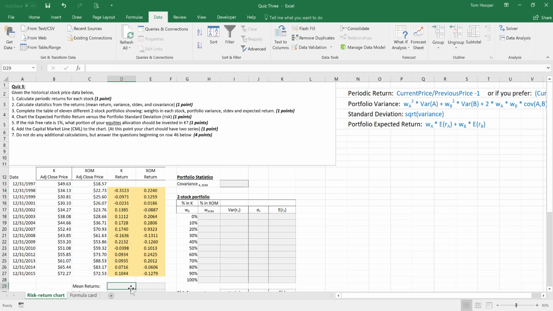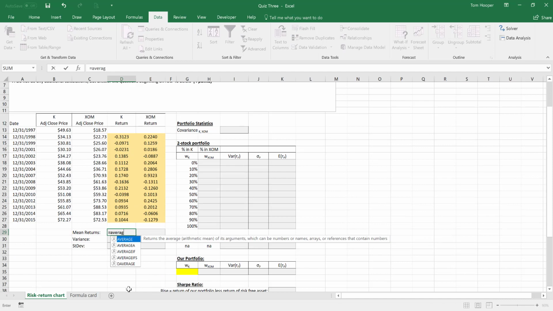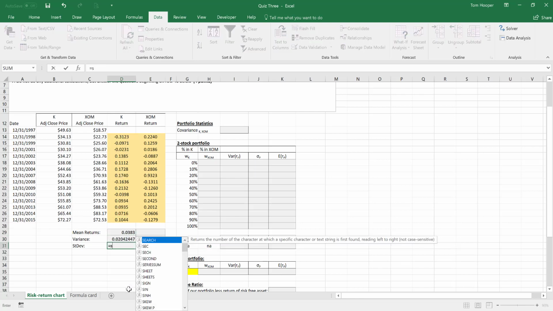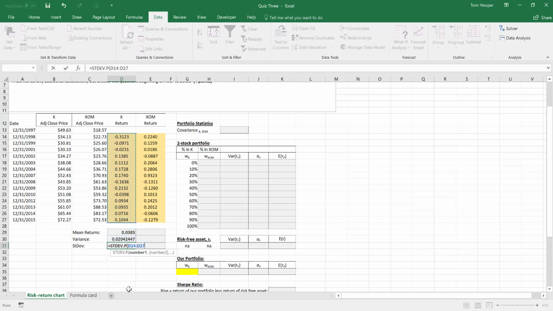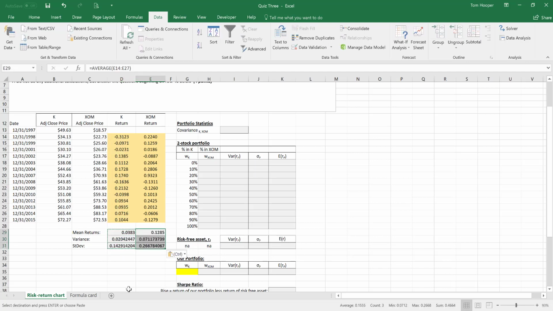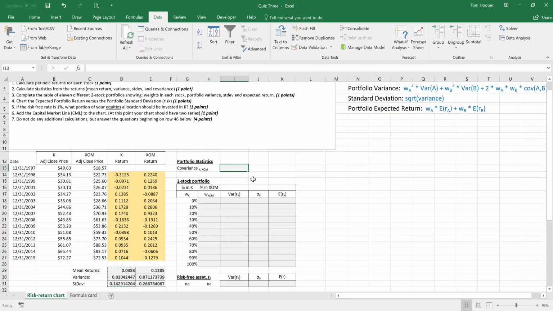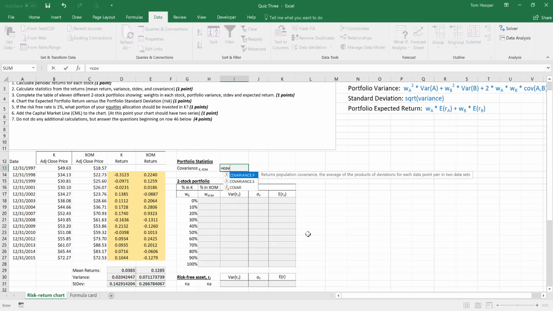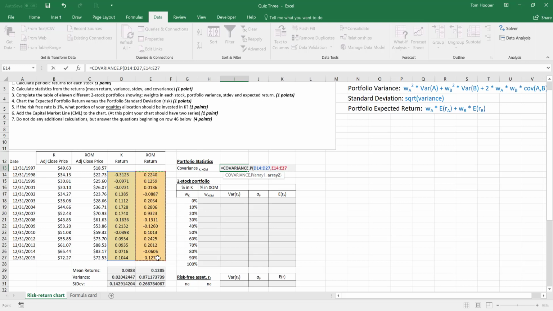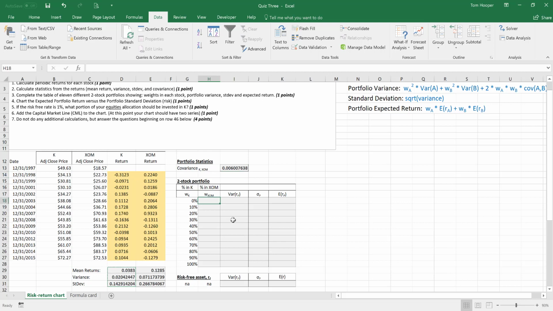Okay, next we will calculate the average returns, variance, and standard deviation. And again, copy them to the right, double check the accuracy, and it will minimize errors by not typing those formulas more than once. We'll add the covariance. And now we've completed step 1 and step 2.